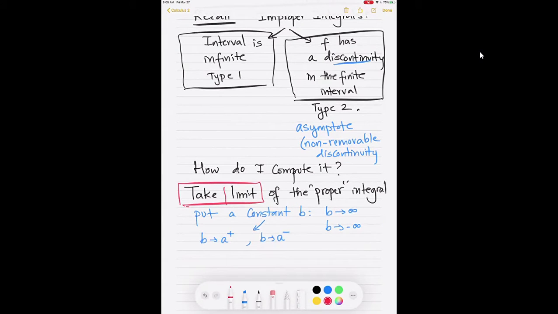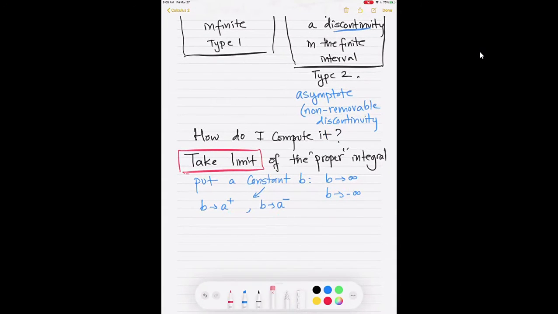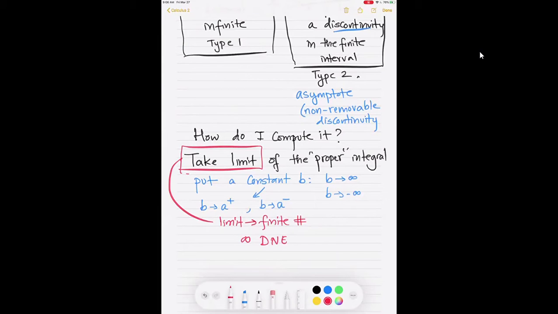And because you're taking a limit, this limit may be a finite number, or it may be infinity, or does not exist. If it is a finite number, then we say the integral, which is I, is convergent. If it's infinity or does not exist, we say it's divergent.